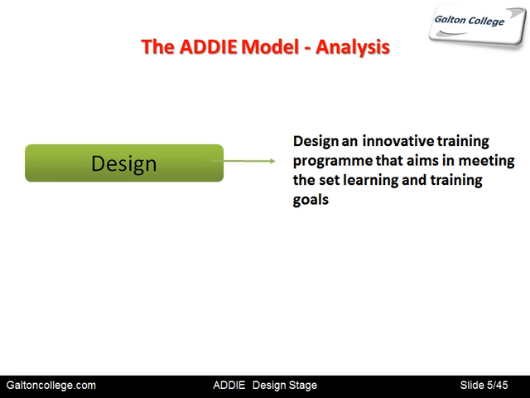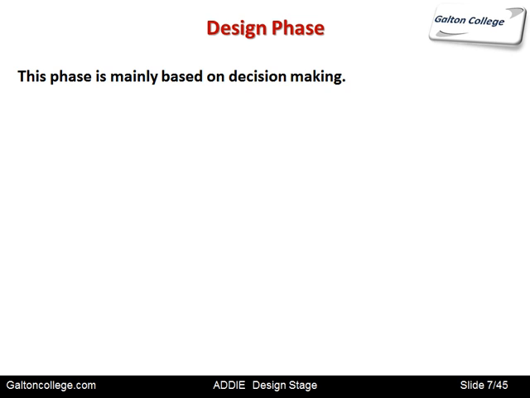So before the program is designed, it's important that the trainer has a clear set of objectives. What is the trainer trying to achieve from the program? So it's only when these have been agreed that design can start to take place. The design phase is mostly based on decision making. It's trying to decide what should be in the program, what's not in the program, and how the program should be delivered.